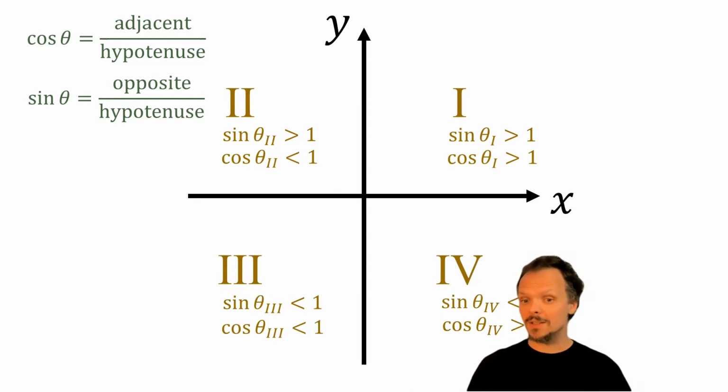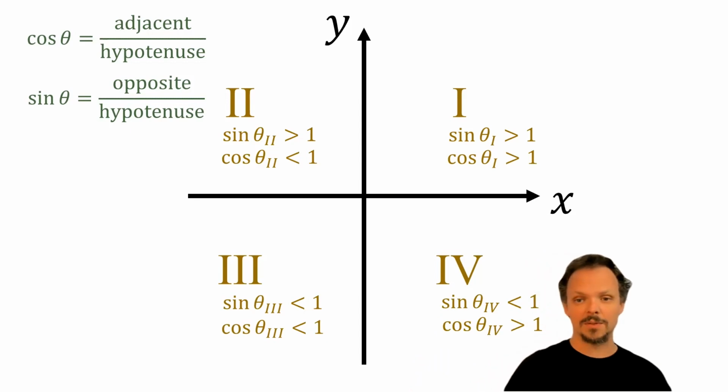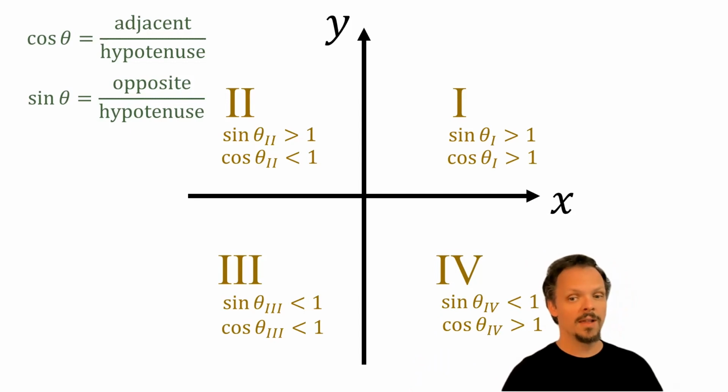So that's your basics for the four main angles, right? In quadrant 1, they're both positive. In quadrant 2, the sine is positive, the cosine is negative. In quadrant 3, both are negative. And in quadrant 4, the sine is negative and the cosine is positive.